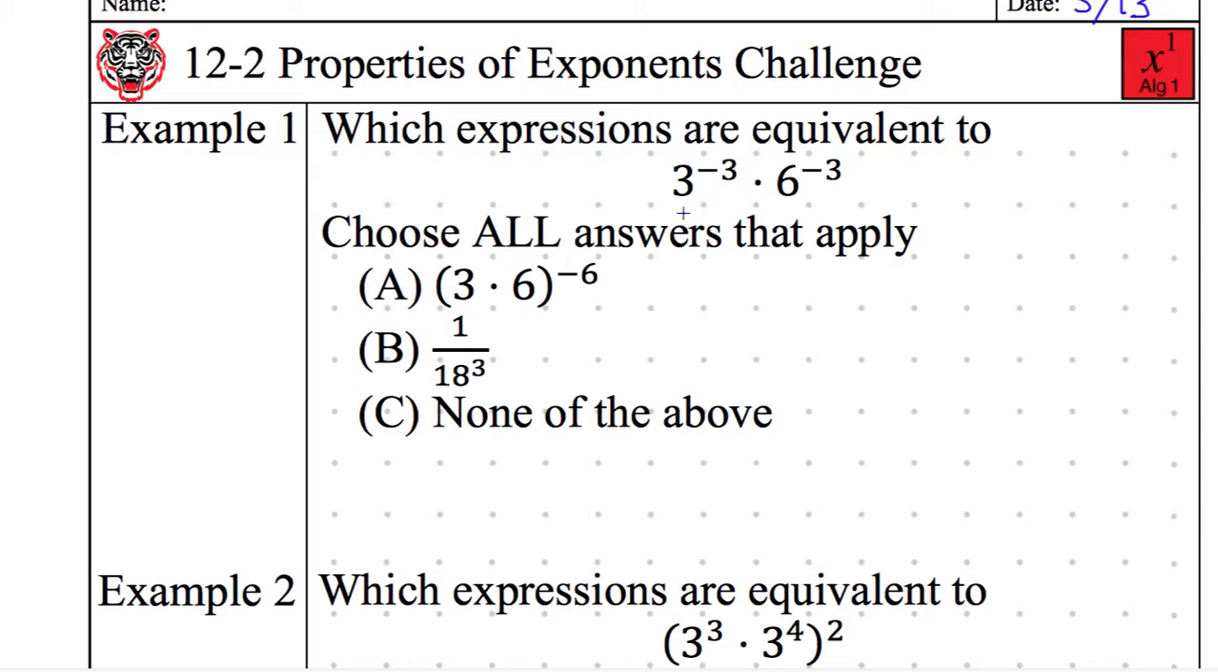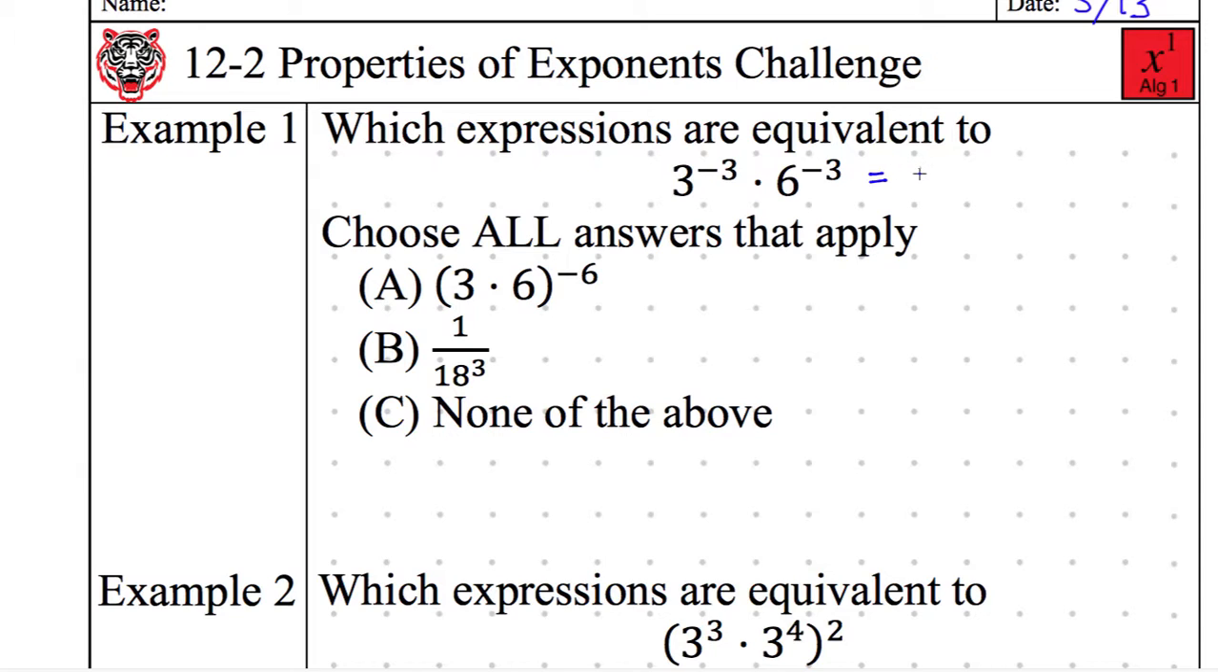And this is kind of new. We haven't really seen this before. So I have to multiply 3 to the power of negative 3 by 6 to the power of negative 3. How are we going to do that? We need to simplify this expression and then simplify all these expressions as well. So, this guy. Let's go ahead and write this one down.